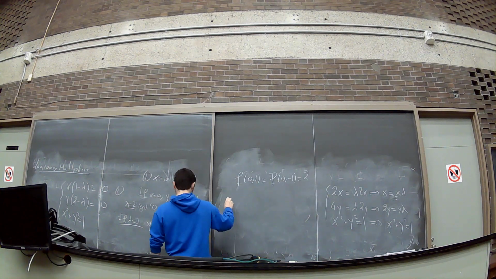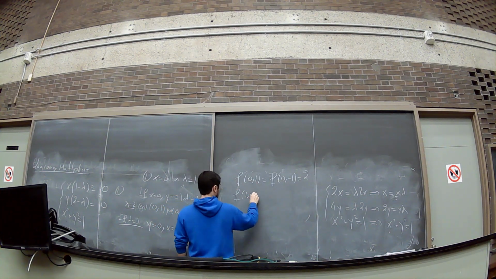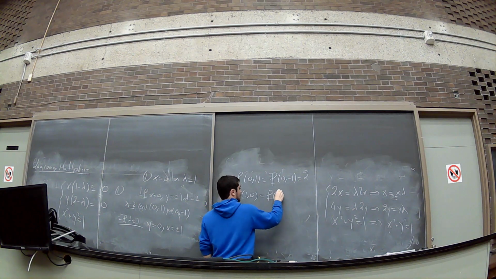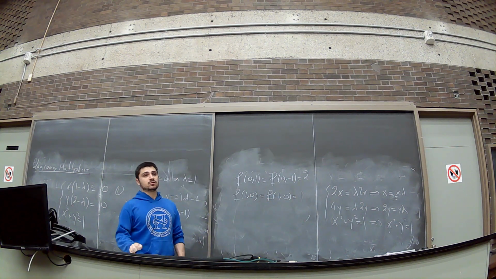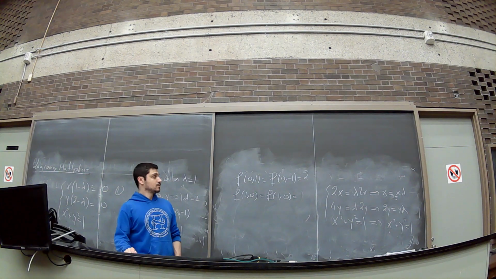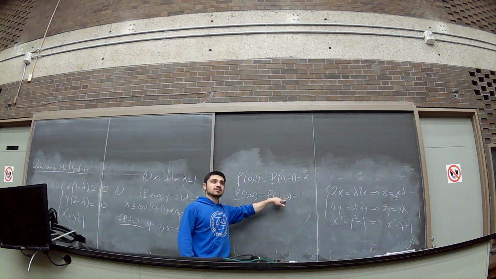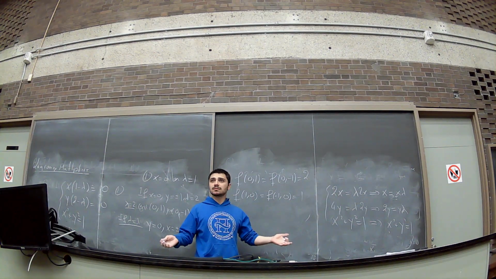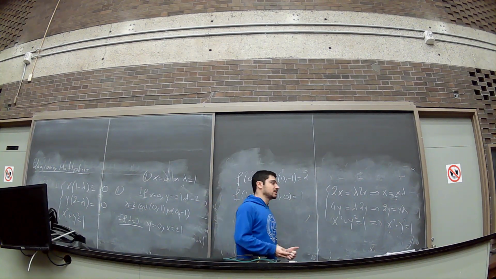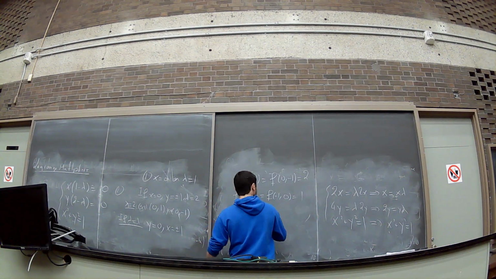And what do I have? I have f(1, 0) is equal to 1. What is my absolute maximum? 2. What is my absolute minimum? 1. Easy, right? Slightly harder because you have that lambda coming in and you want to try to eliminate it.